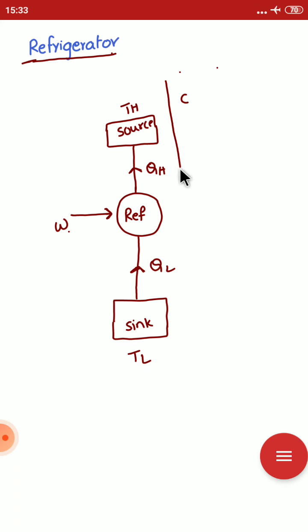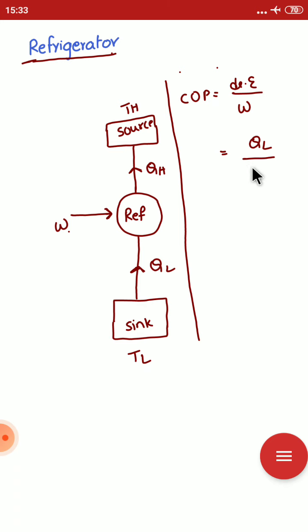For this, we calculate the performance of the refrigerator by the coefficient of performance, which is the desired effect to whatever work is supplied. The desired effect is QL, whatever heat is removed or extracted from the sink, to the W.